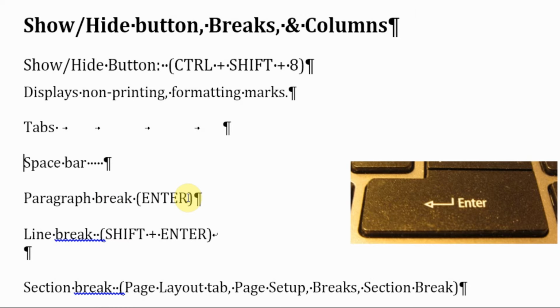Paragraph break, that you're all familiar with, of course, it's just the Enter key, and this is the symbol for that. Now, a line break is Shift-Enter. What's the difference between a line break and a paragraph break? Well, in a line break, you're simply moving the cursor to a new line within the same paragraph, and any formatting that's in the paragraph, tab stops, margin indentation, spacing, it applies. You're still in the same paragraph, and it can't be changed after a line break.